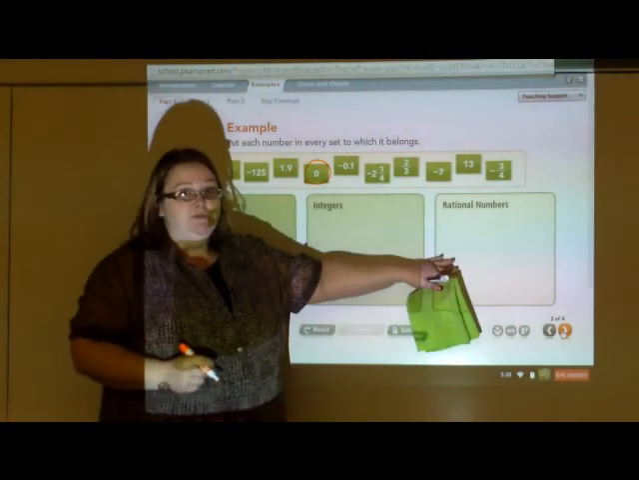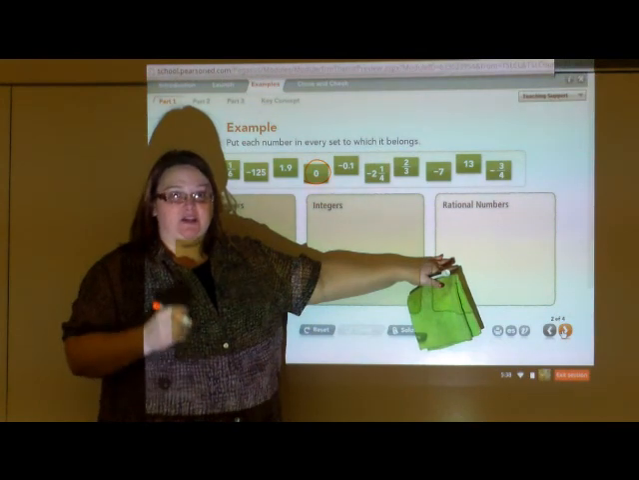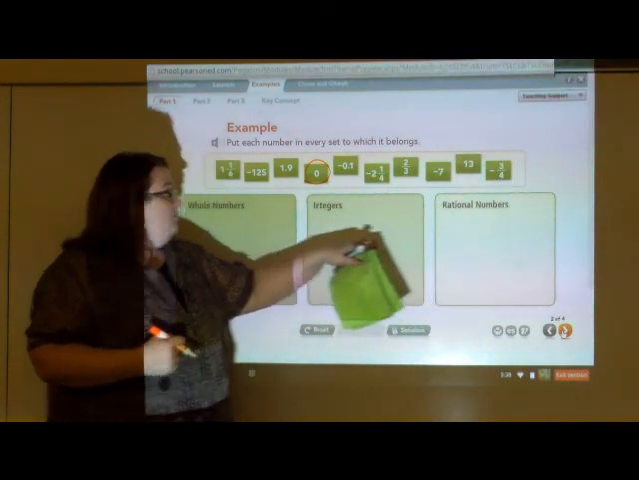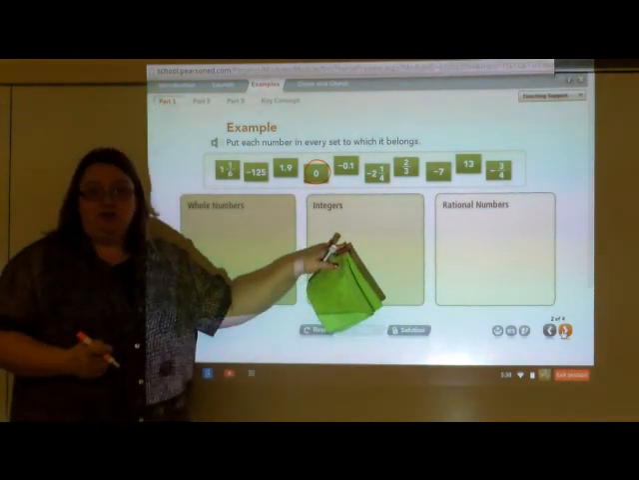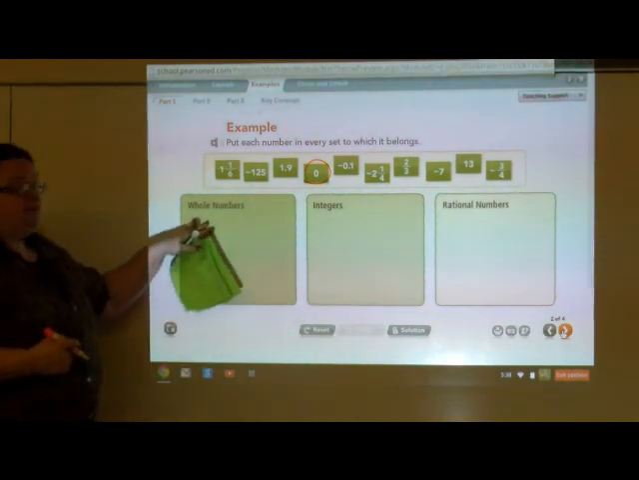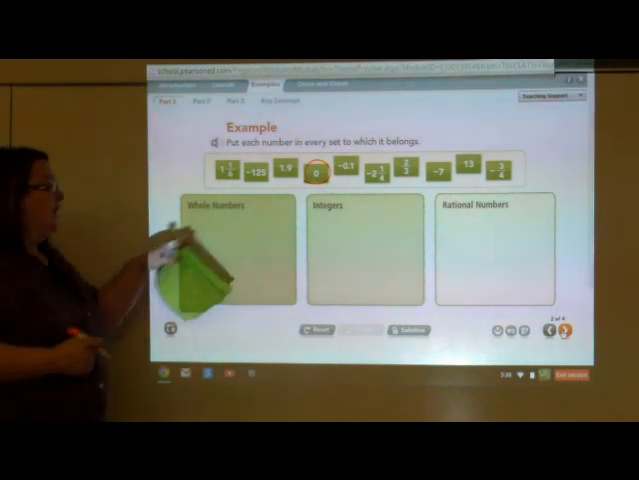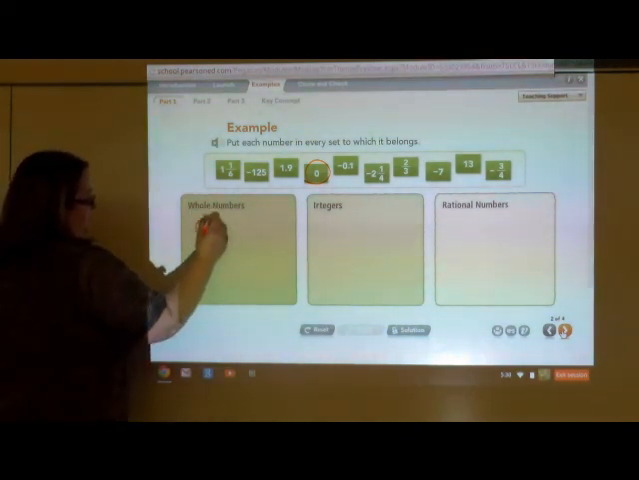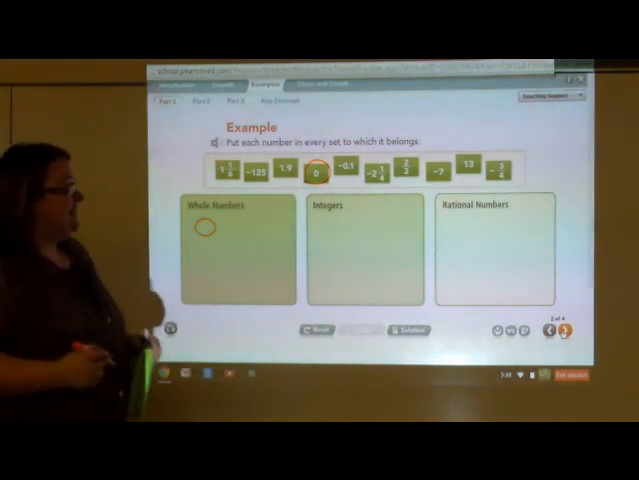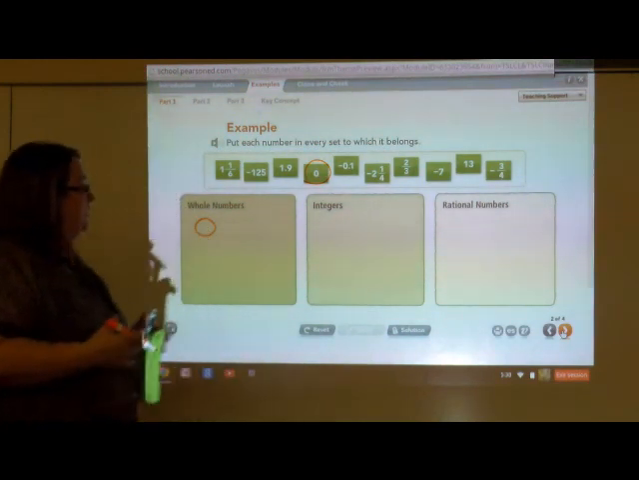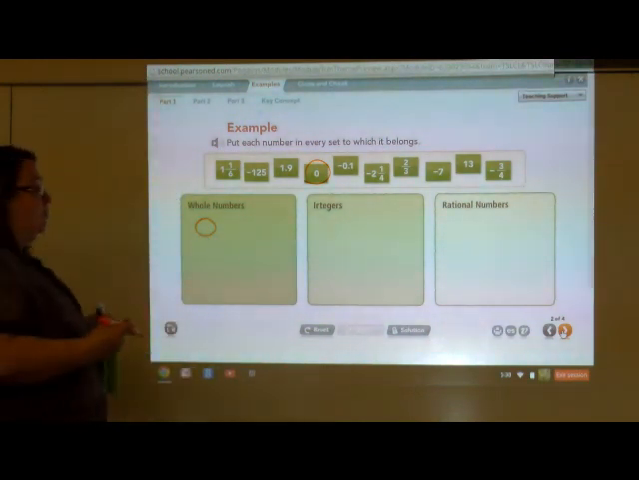Yes, 0 can be written as a rational number. I can write 0 over 1. 0 is also under the integers, but 0 is also under the whole numbers, and that's the most specific. So I want to put 0 under here. I'm going to work a second one with you, just so that we're getting clear on what I want you to do in a moment.